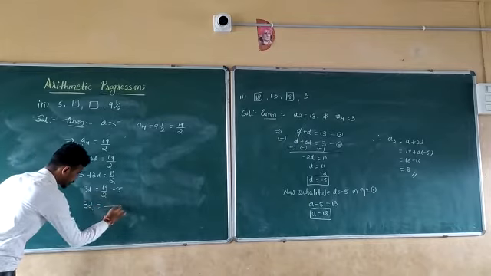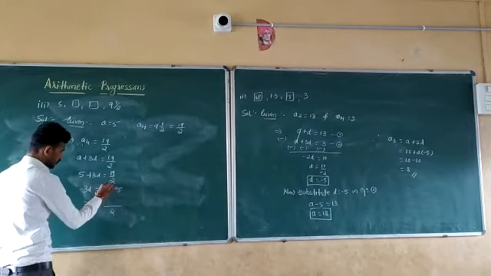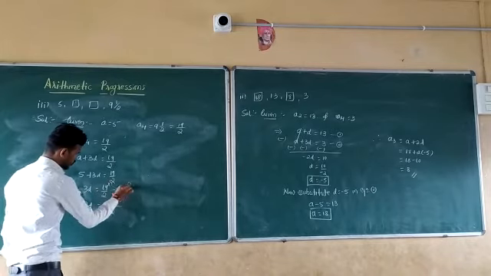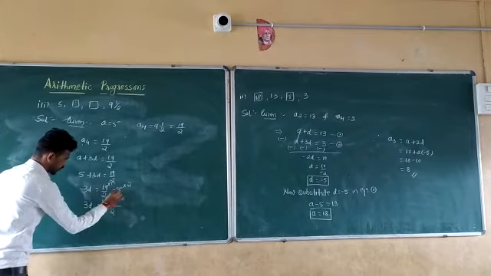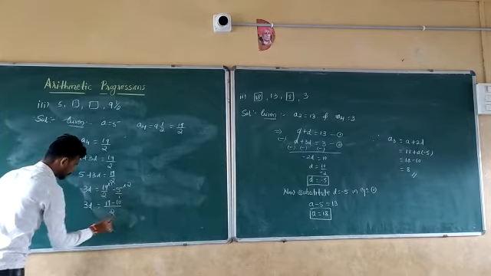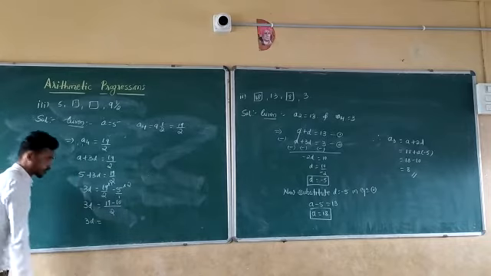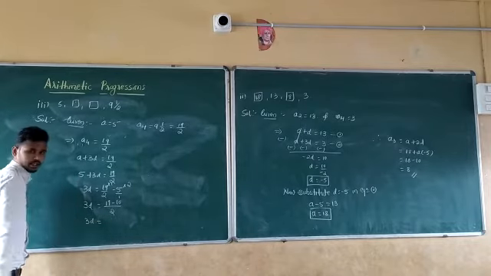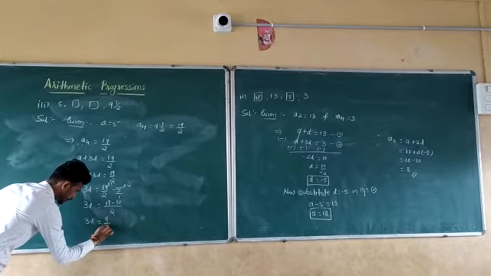3D is equal to, what is the LCM here? 2. So 2 ones are 2, and here 1 2s are 2. So 19 ones are 19, minus 5 2s are 10. So 3D is equal to 19 minus 10. You will get 9 by 2.